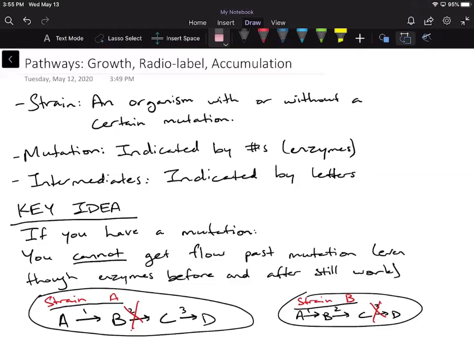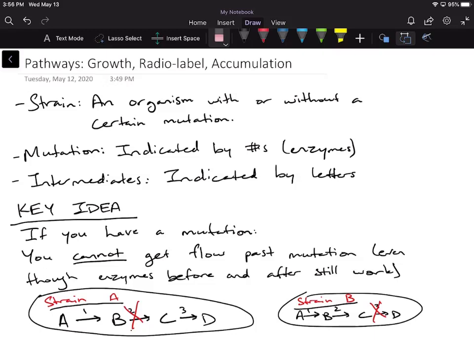I thought it would be useful before we get into the different types of pathways to first go over some of the key points and key terms that keep coming up in lecture, and also for the problems that are going to be coming up when you're reading these pathway type problems. Okay, so the first term that I thought would be good to go over was this idea of strain. So a strain is an organism with or without a certain mutation.